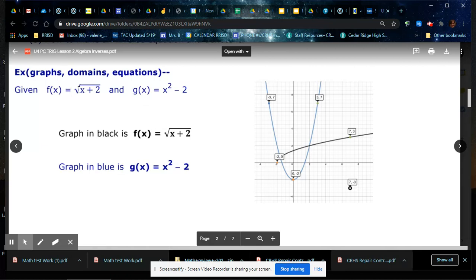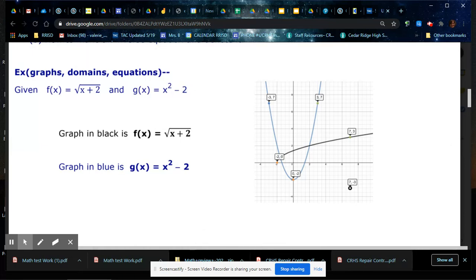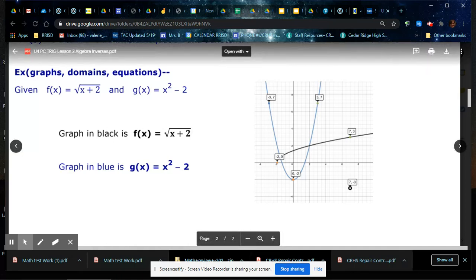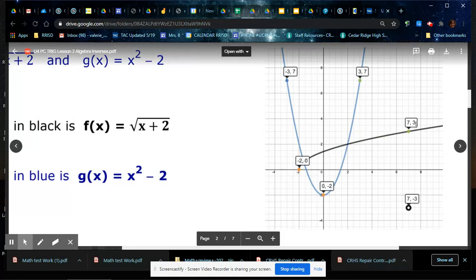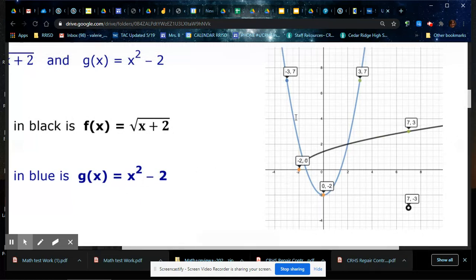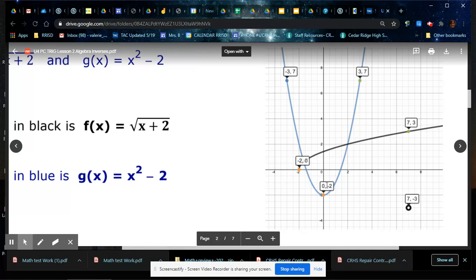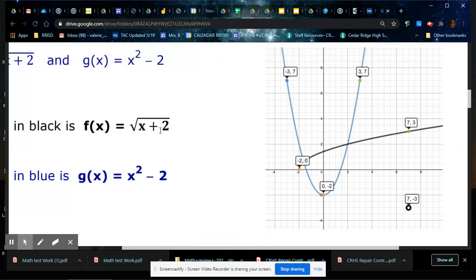We have f of x, which is the square root of x plus 2. So it's a square root function that has been shifted to the left by 2. And we have g of x, which is x squared minus 2, or a quadratic that is shifted down by 2. Okay, so f of x is the function in black here. Let me zoom in so you can see that a little better. So this is f of x, this dark one here, and g of x is the blue one here, the quadratic, right? It is a quadratic shifted down by 2, and this was the square root that is shifted to the left by 2.